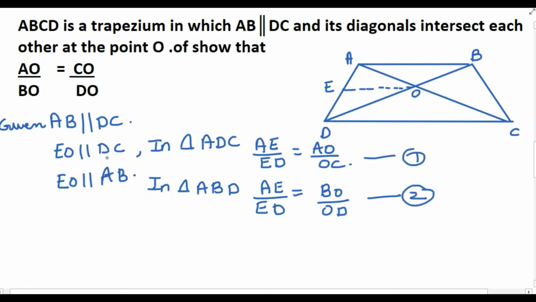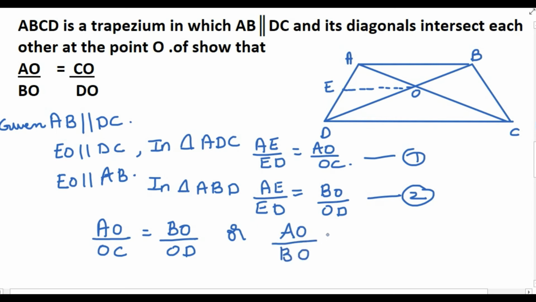Since EO is parallel to DC, by Thales' theorem I can write that a straight line drawn parallel to a side of a triangle divides the other two sides in the same ratio. Now I can equate, you can see that the left side is equal, therefore I can equate the right side. AO divided by OC equal to BO divided by OD. Cross multiply this, and we get the same format as given in the question. So AO divided by BO equal to CO divided by DO. So we have proved this using basic proportionality theorem.